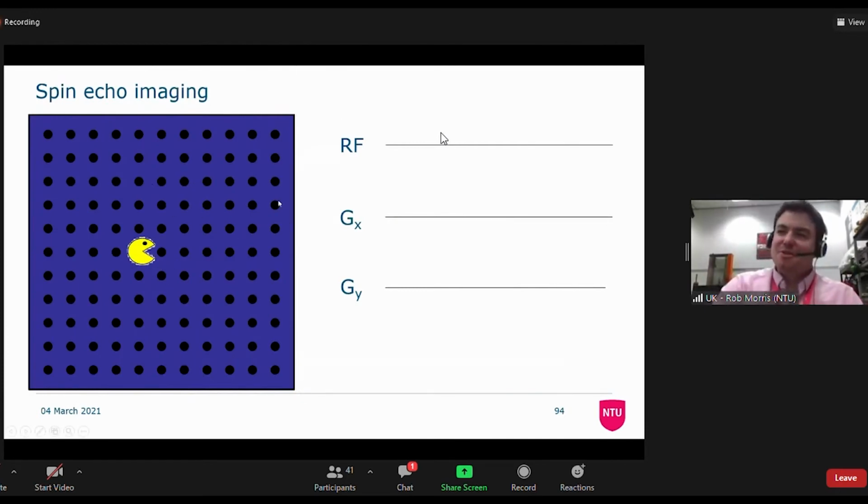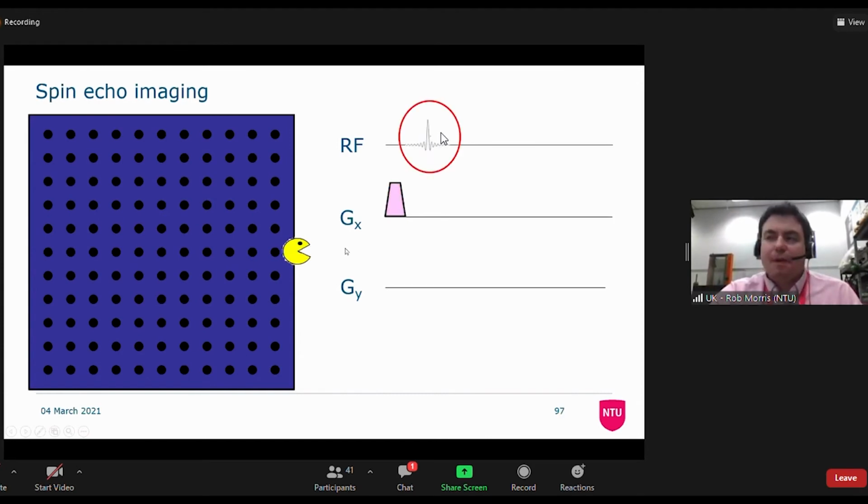We start in the middle and we're going to jump off to one side with a quick gradient. This time we've jumped over to the right hand side, and you will see why now. So an FID has happened and we've not bothered to collect it because we didn't want it. What we're going to do now is apply our 180-degree pulse.